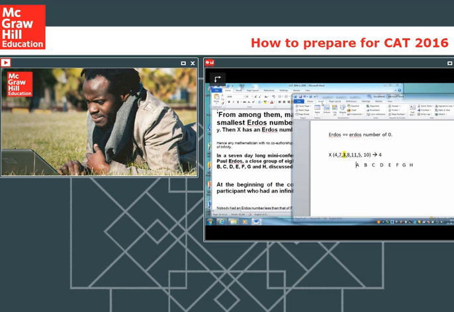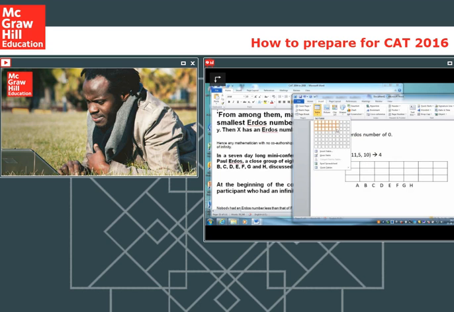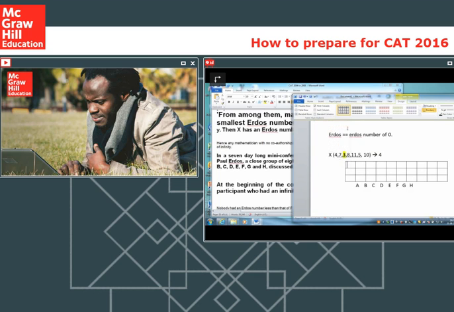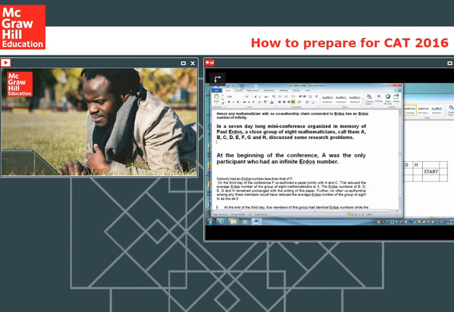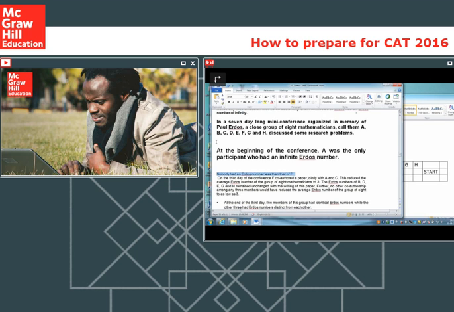So at the beginning of the conference, maybe I'll put this in a table then. A had an infinity ERDOS number. So this is at the start of the conference, and A was the only participant with an ERDOS number of infinity. That means the other people had some ERDOS number, and of course I missed this statement, they tell us that any mathematician with no co-authorship chain connected to ERDOS has an ERDOS number of infinity. That means A is not connected to ERDOS through any chain, right? And then it says nobody had an ERDOS number less than F.